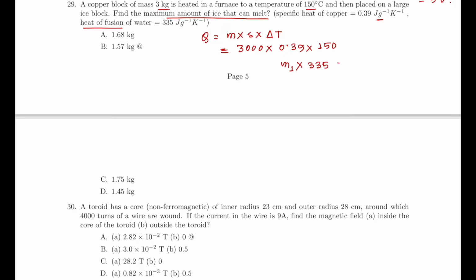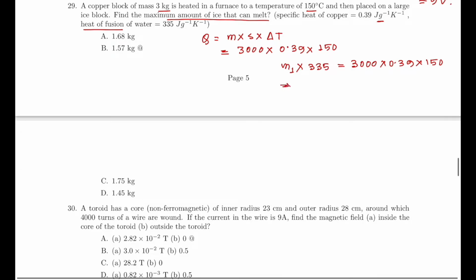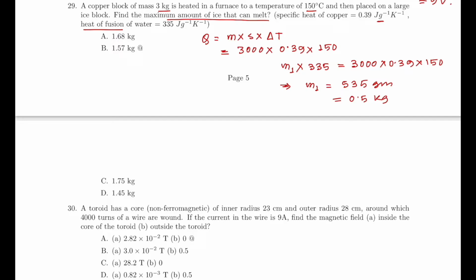That must be equal to the heat provided by the copper, which is 3000 into 0.39 into 150. So if you calculate, then M will come out something like 535 grams. So that is 0.5 kilograms. So none of the answers is matching. So option B is given in the official answer key.